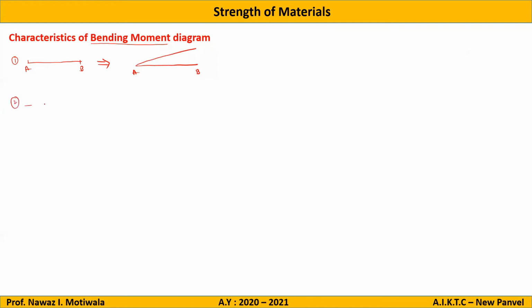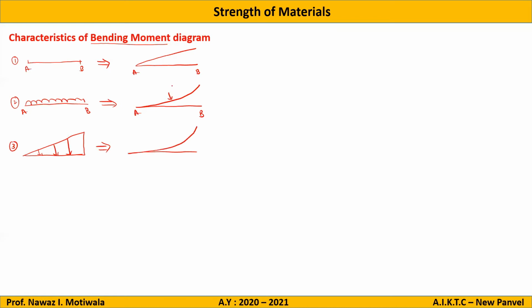Then second characteristic says, if there is a UDL acting between 2 points, then in bending moment diagram it will be a parabolic curve between A and B. Third characteristic, if there is a UVL between 2 points, then it will be shown as a cubic curve. So this is parabolic curve and this is cubic curve.